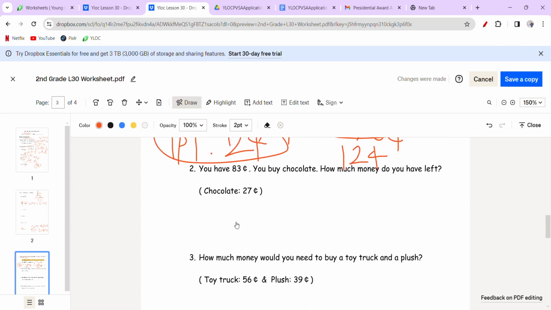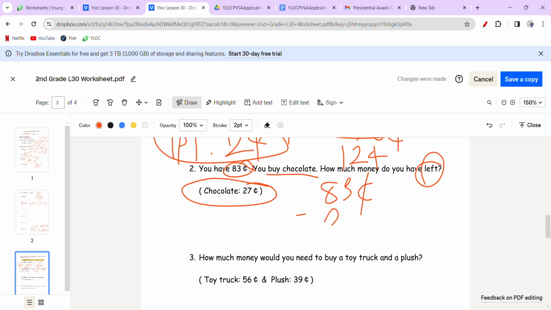You have 83 cents. You buy chocolate. How much money do you have left? Okay, left symbolizes subtraction usually. So if you have 83 to start with, and you buy something, then you're minus, right? They're taking away your money if you purchase something, right? So 83 cents, and then the one chocolate is 27, so minus 27 cents.